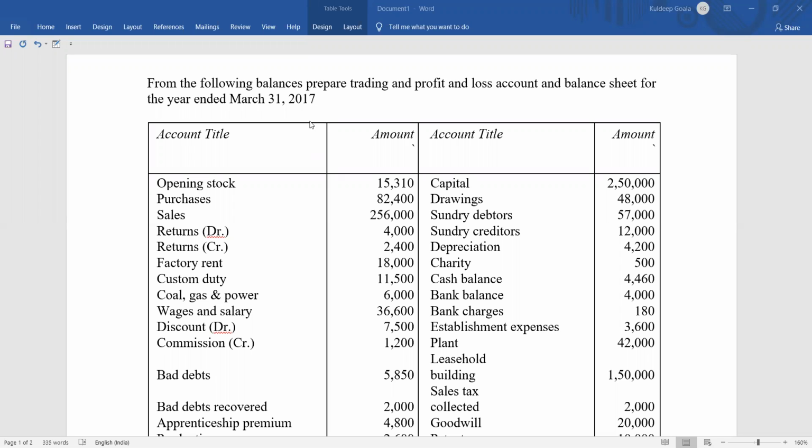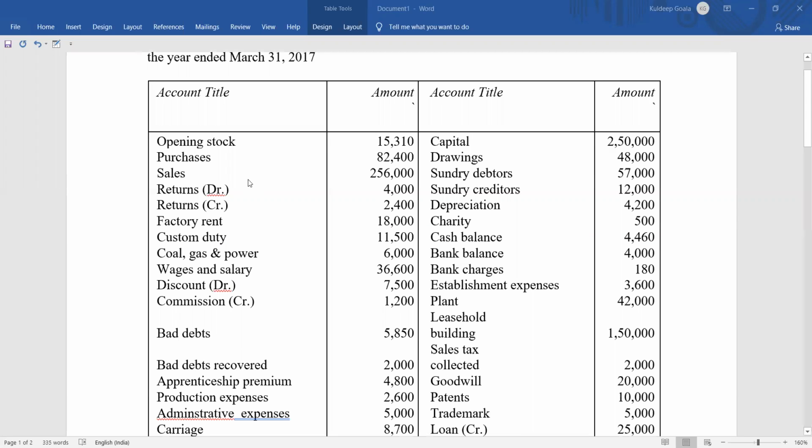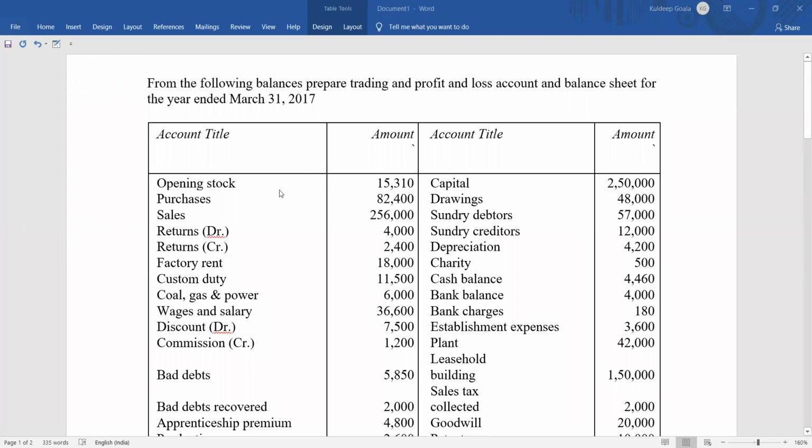So what is given here: from the following balances, prepare the trading and profit and loss account and balance sheet for the year ended 31st of March 2007. The information is given. The trading and profit and loss account you have to prepare, and the balance sheet, with the information given below. One by one, we'll mark where the items will go, as we have seen in the previous classes.